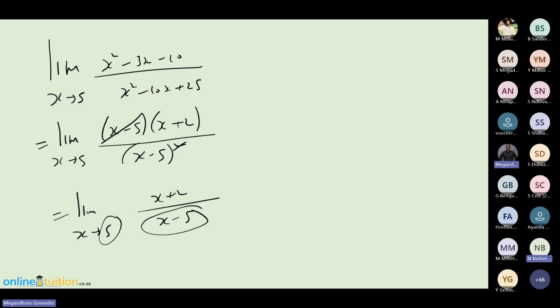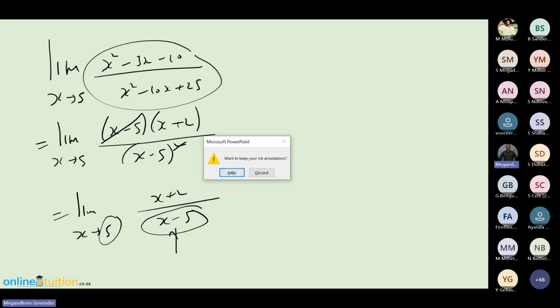So firstly, do a direct substitution, then see if you can factorize, and then if you're still stuck with something like this, then you know you have an issue. And so that becomes undefined.